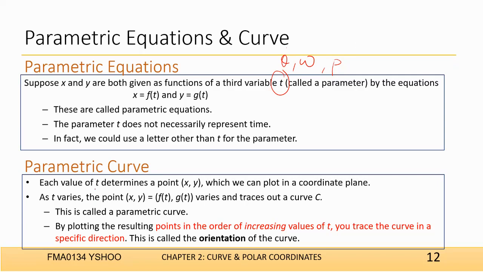Okay, so for a parametric curve, each value of t determines a point (x, y) which we can plot in a coordinate system. By plotting the resulting points in order of increasing value of t, you can trace the curve in a specific direction, and this is called orientation. It means that when t equals 1 the point is here, t equals 2 is here, 3 is here, so when you join this curve you can say that it is moving this way. This is called the orientation of the curve. With a normal xy curve, you cannot know what the orientation is.